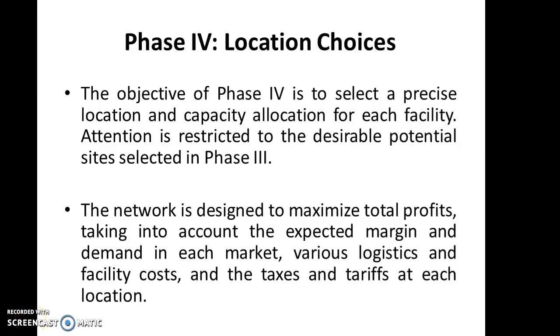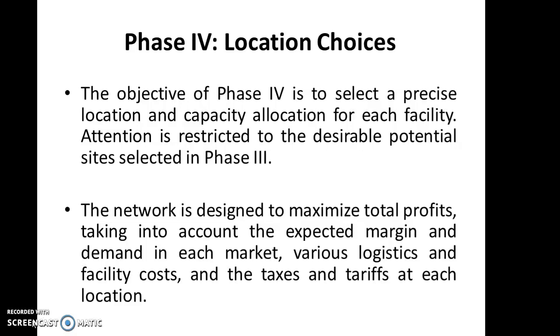The last phase, phase 4: location choices. The objective of phase 4 is to select a precise location and capacity allocation for each facility. Because in phase 3, we identified various sites to locate the facility. In phase 4, we select the precise location and we allocate the capacity for that facility. Here, we should restrict ourselves to, or consider only, the potential sites selected in phase 3.